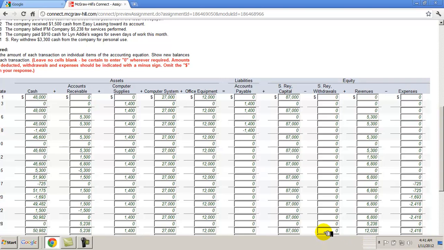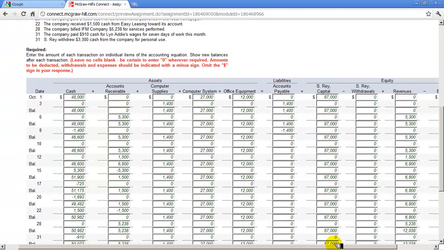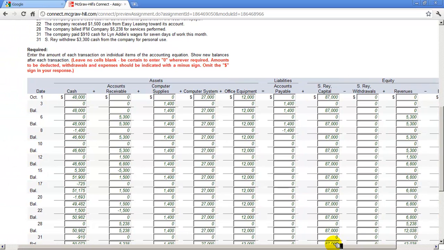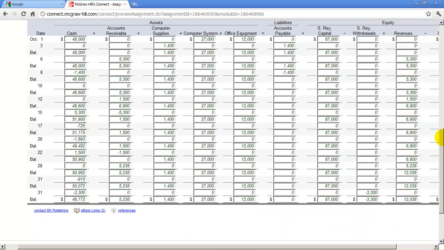And then finally, we've got one more transaction I think to go here. That was the 31st. Also on the 31st, S. Ray, who's the owner of this company, withdrew $3,300 cash from the company for personal use. Now we will reduce our cash account by $3,100. I'm sorry, $3,300. So cash goes down $3,300, and we come across over here to the withdrawals account.